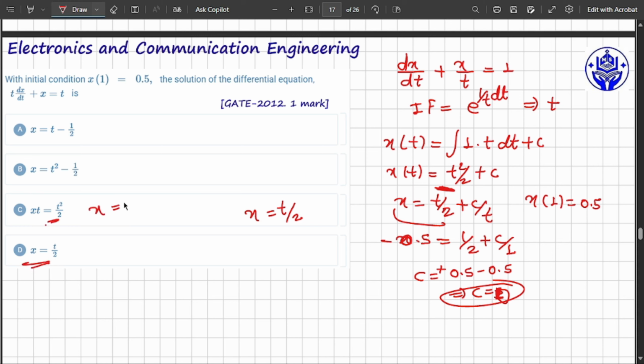These both are equal. If I write it as t square by 2 by t, then we get it. These both are the correct answer for this case. I don't know why these both are given in the same. These both are the correct answer.